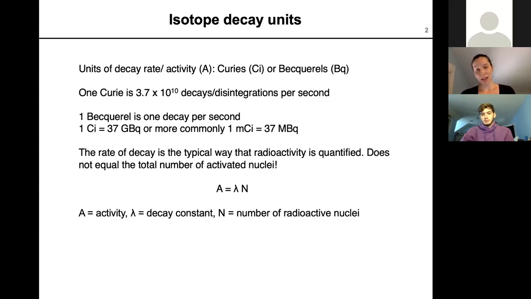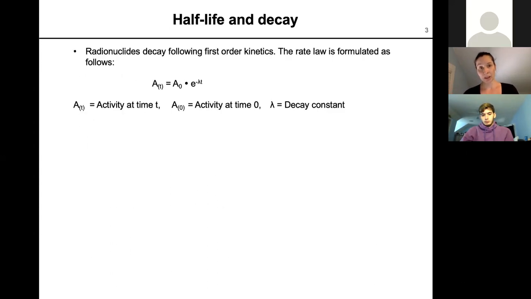So this equation that I have here on the bottom describes this relationship between the activity and the number of radioactive nuclei. And we have as a constant the decay constant that relates the two. So the decay constant is not usually something that you can find more easily when you look at description of radioactive isotopes. Typically what you will find is, of course, the half-life.